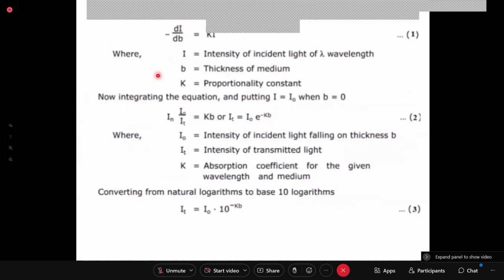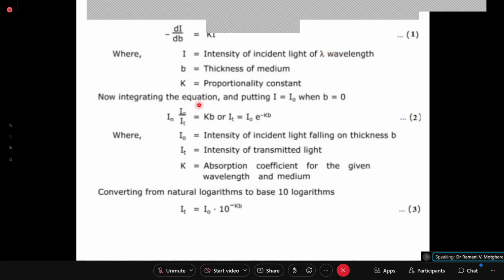So here is the derivation: minus dI by dB is equal to KI, where K is the proportionality constant, and B is the thickness of medium. Instead of B we generally write T, dt. I is the intensity of incident monochromatic light of wavelength lambda.